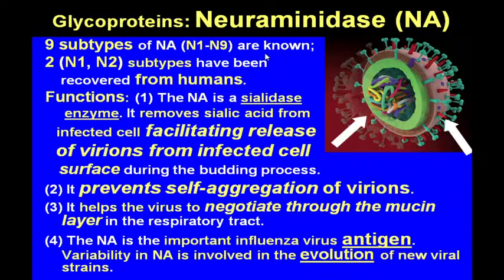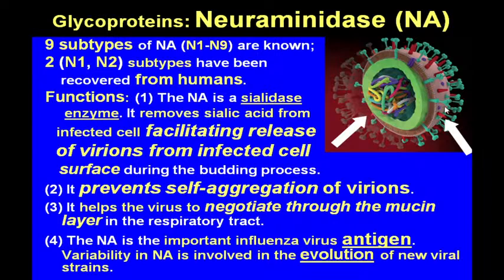We have 15 types of hemagglutinin, and 9 types of neuraminidase are described. But only 2 of them, N1 and N2, are typical for human subtypes. And you know that N5 is typical for avian subtype. Not so long ago, in 1997, the avian flu viruses with N5 subtypes were able to infect humans. Okay, and the function of neuraminidase, it works as a sialidase enzyme.